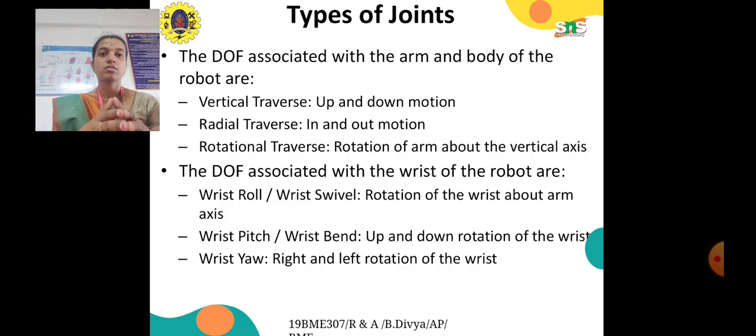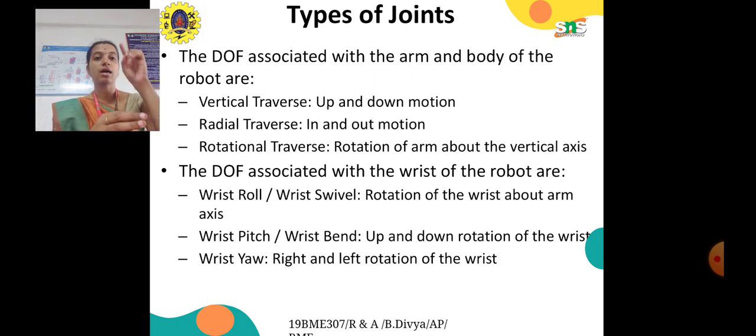Types of joints. The DOF associated with the arm and body of the robots are, in degrees of freedom, we have different joints, right? First is associated with arm and body of a robot. We have three categories in this: vertical traverse, radial traverse, and rotational traverse.